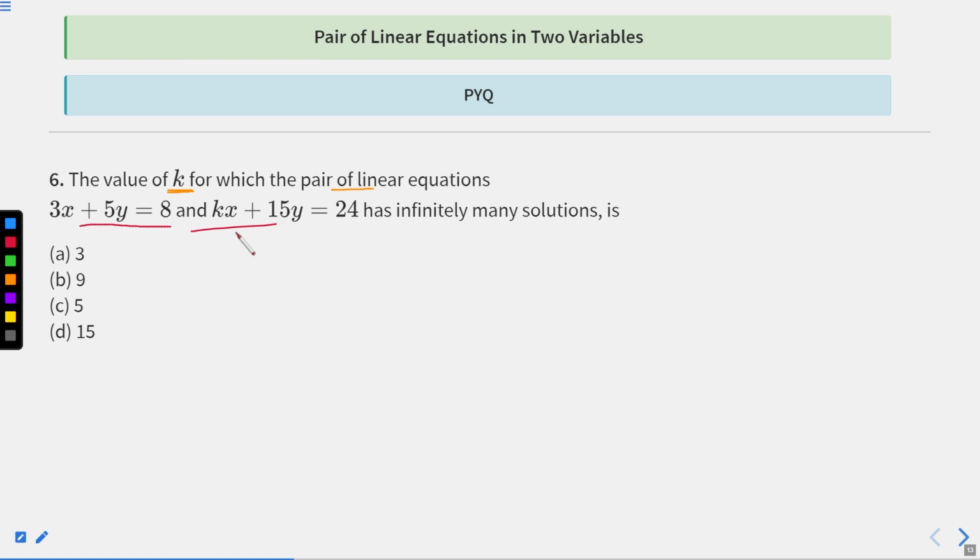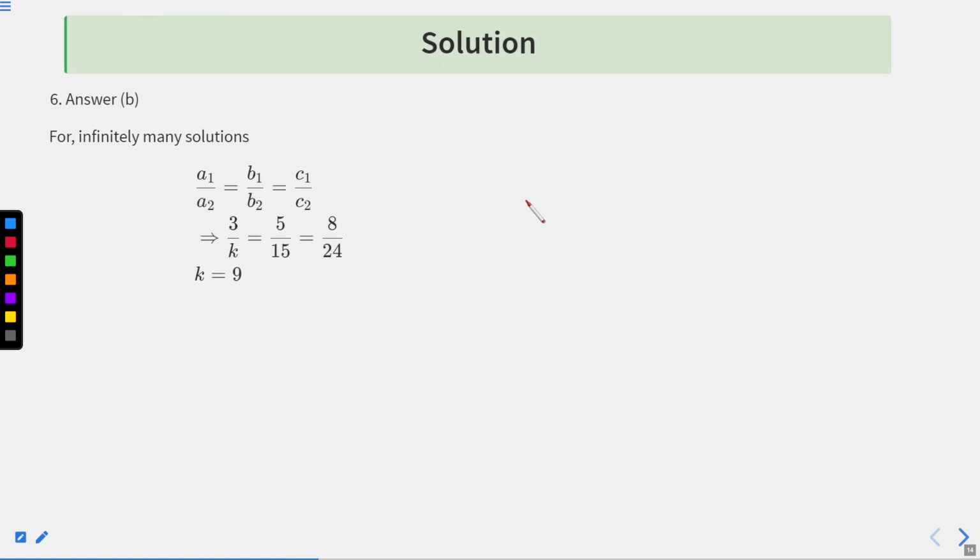Now we can solve this problem in this way. For infinitely many solutions, we know this condition: a1 by a2 is equal to b1 by b2, which is equal to c1 by c2. If we have a pair of linear equations in the form a1x plus b1y plus c1 is equal to 0 and a2x plus b2y plus c2 is equal to 0, then for infinitely many solutions, this condition holds: a1 by a2 is equal to b1 by b2, which is equal to c1 by c2.